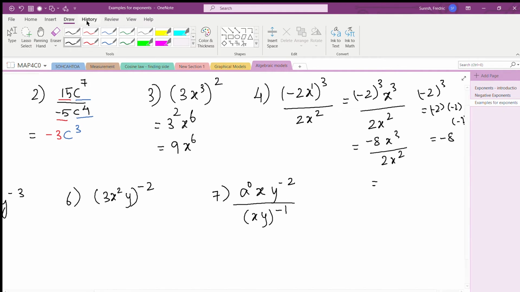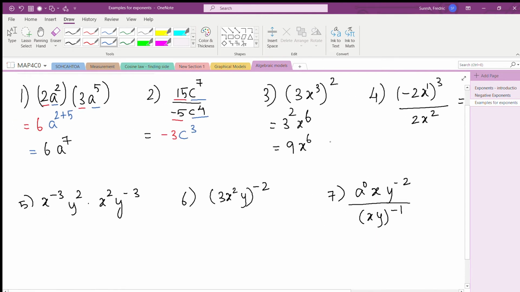Okay, handle the numbers with the numbers. Negative 8 divided by 2 is a negative 4. And then now handle the exponents. Now this is a quotient rule. x to the 3 divided by x to the 2. 3 take away 2 is a 1. You don't have to write the 1. Okay, it's all right if you don't write the 1.